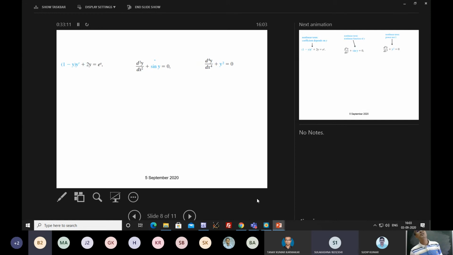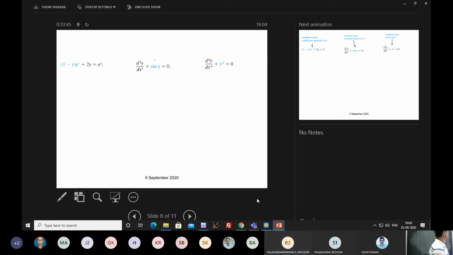You have already been given, in the first one, there is a product y2 y prime. So simply you can say that the coefficient of y prime involves the dependent variable itself. Yes, it involves the dependent variable itself. That is why it's not linear.